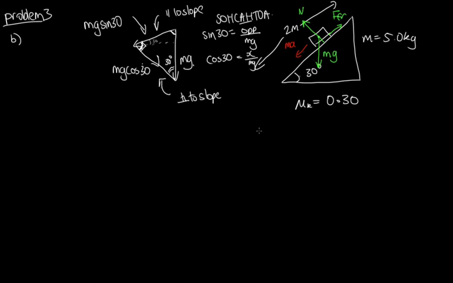And now we've said that perpendicular to the slope, all the forces have to be balanced. And so this normal reaction force must be equal to the weight force acting perpendicular to the slope. So we have N is equal to mg cos 30, and it's in the direction shown.